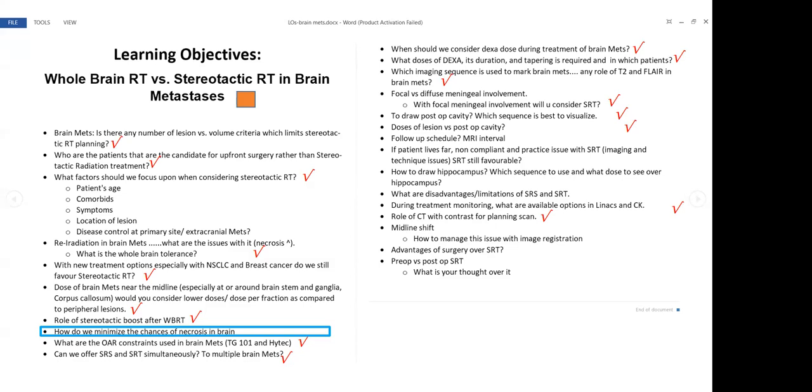Anything else? I think we are done with all the LOs. Any questions? They covered the whole brain metastasis textbook in these LOs. Nothing left in the book.